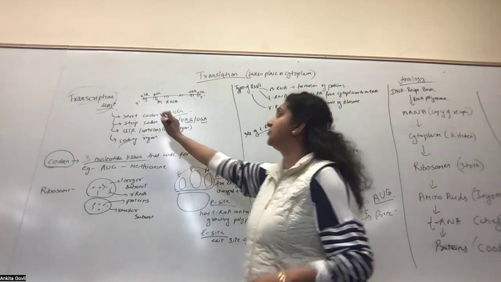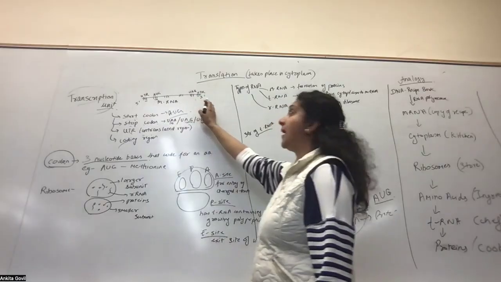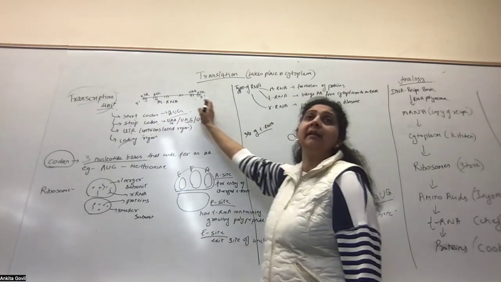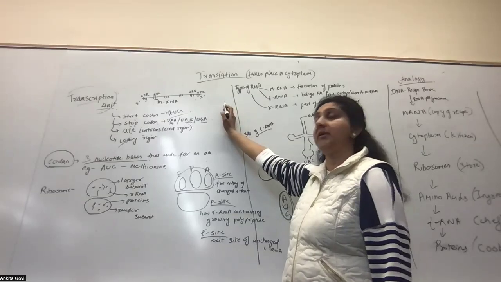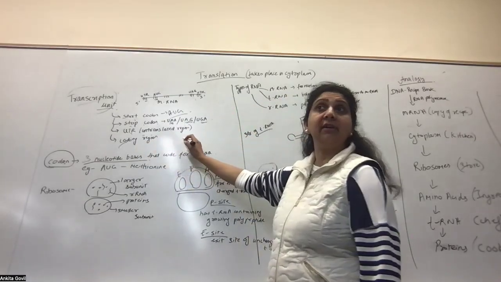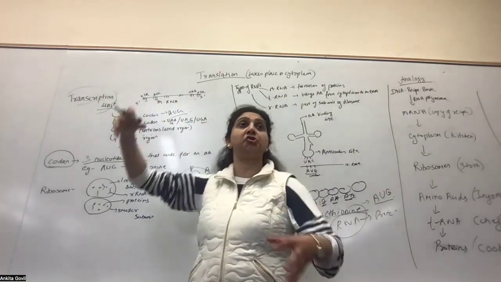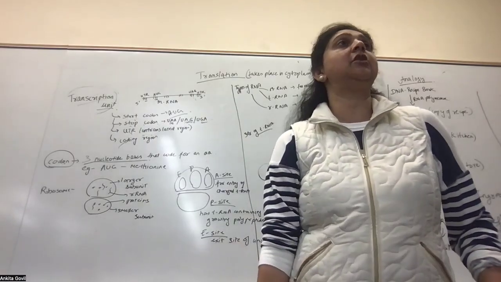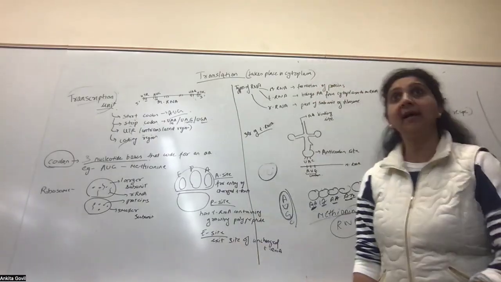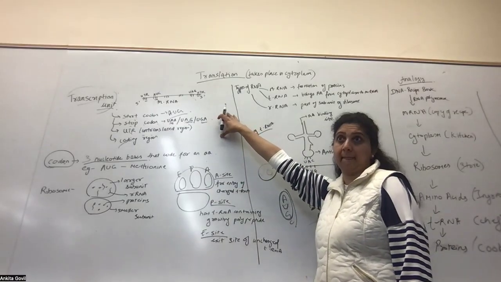Then UTR, the untranslated region, the region in the front and region in the back. These regions do not take part in the protein formation. They are not translated. They are not coded. And then we have the coding region, the region in the center of the start and the stop codon, where actual coding or the actual synthesis of amino acids or the protein is taking place. All right. So this is all what is present in the transcriptional unit.